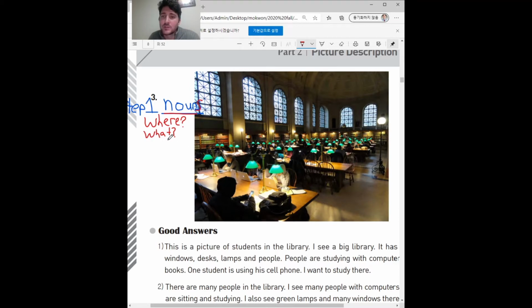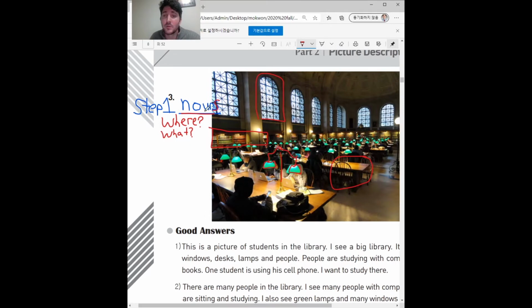Let's find some smaller 명사. I see windows. 명사 찾아볼게요. Windows. I see books. Okay, books 있어요. I see lamps. I see desk. I see chairs. Yeah. Because there are so many books, this is probably a library, right?